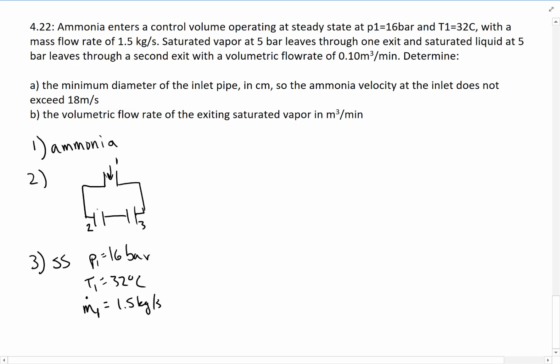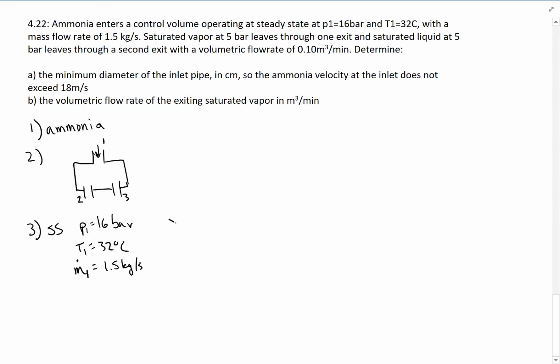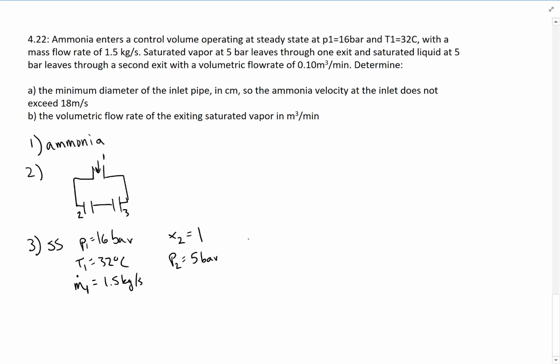Okay, and we know that at one of the exits we have saturated vapor, so we'll call that exit 2. So x2 is equal to 1, which is the quality of a saturated vapor, and P2 is 5 bar. Saturated vapor at 5 bar leaves through one exit, and saturated liquid at 5 bar leaves through the other exit. So x3 equals 0, and P3 also equals 5 bar.